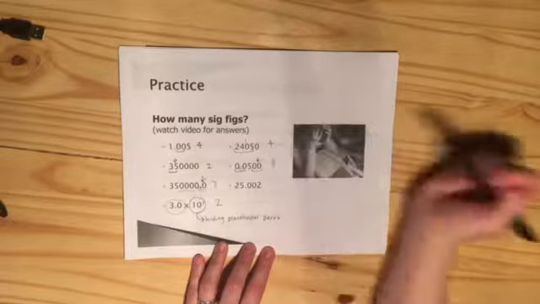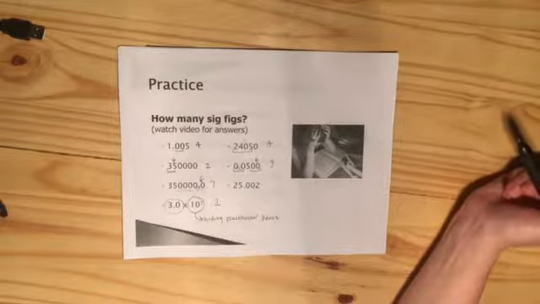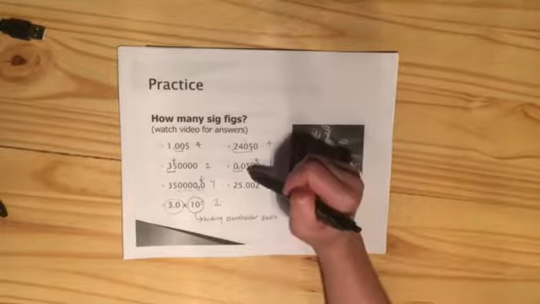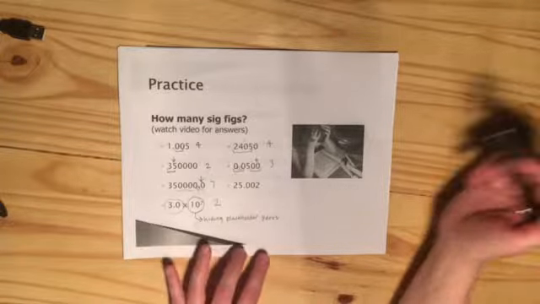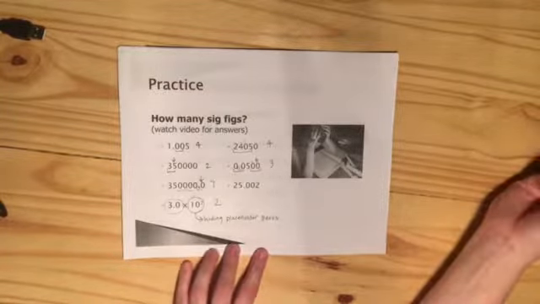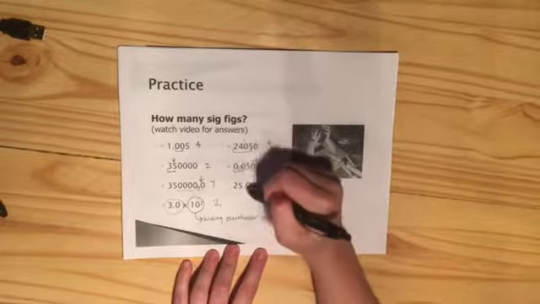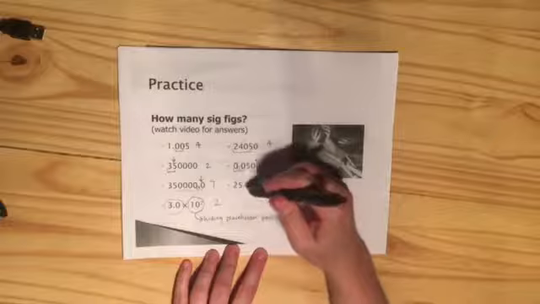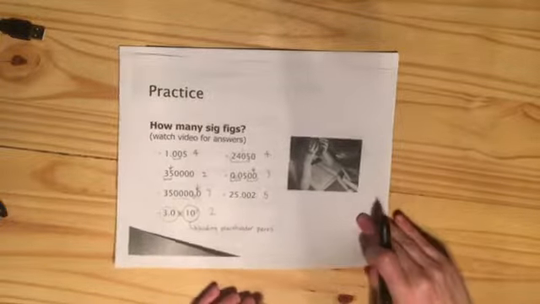This doesn't tell you anything about how big the number is. It would be the same size number if it was 0.05 as if it was 0.0500. Those are just there to reflect the accuracy of the measuring device. Here, 25.002. These are captive zeros, so 1, 2, 3, 4, 5. 5 significant figures.